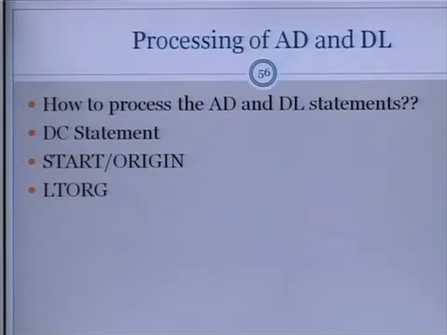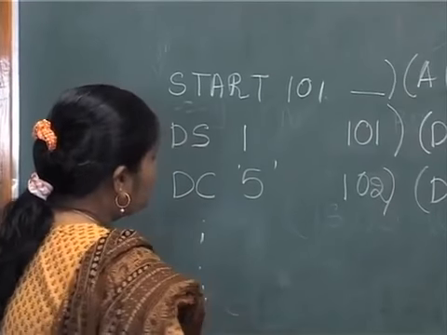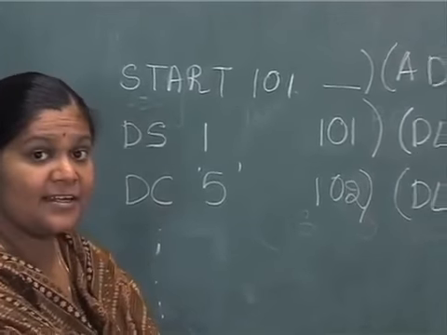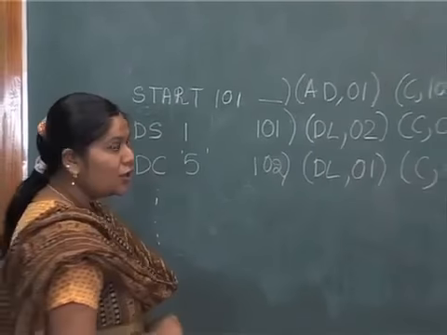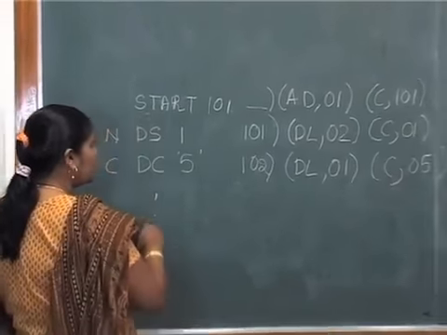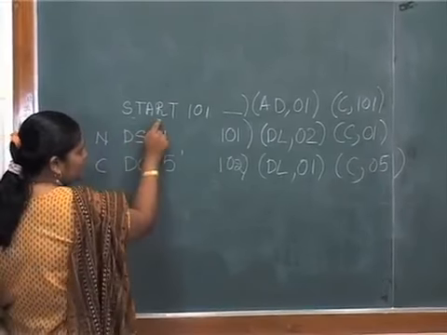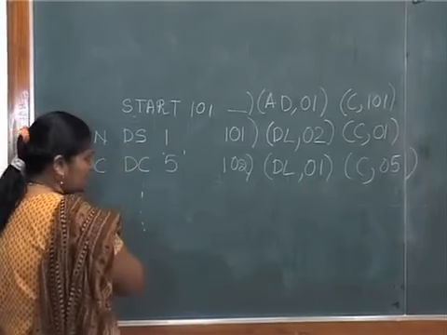And what about the literal organization, or what happens when the LTORG statement is encountered? Now, the question was, what do we do, or how do we process the assembler directives and the declaration statements? If you look at this particular piece of assembly program, we will see that we have an assembler directive and we have declaration statements.